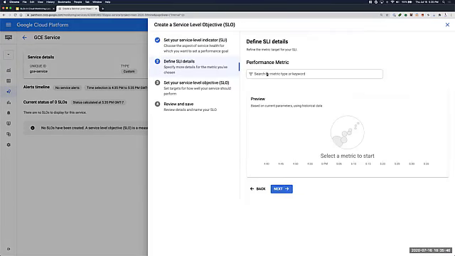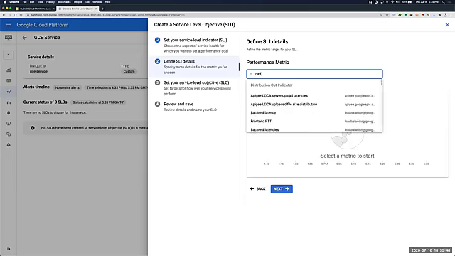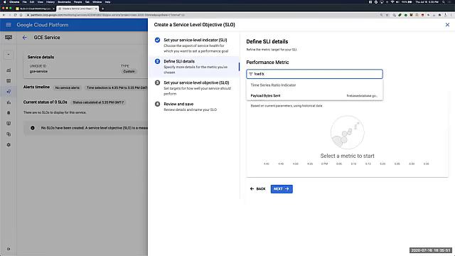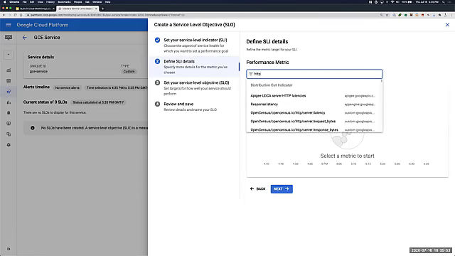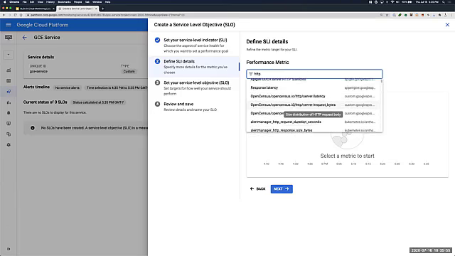I'm going to say next, and I want this to be a load balancer, HTTP, and then I can send. There's my, I can basically pick the metric that I want.